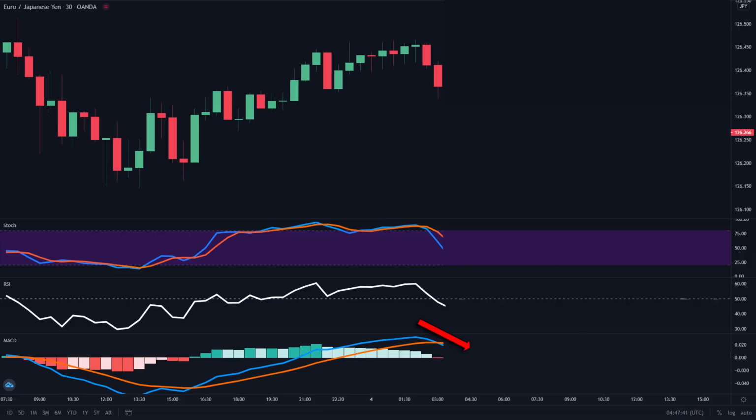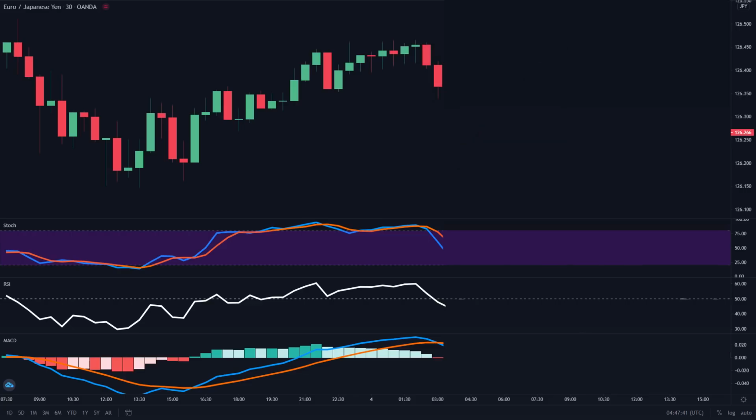MACD line to cross below the signal line, and make sure that both of the K and D lines still haven't hit oversold. Once this happens, you take a sell position, and for your stop loss, you place it above the nearest swing high and set your profit target at 1.5 times your stop loss.